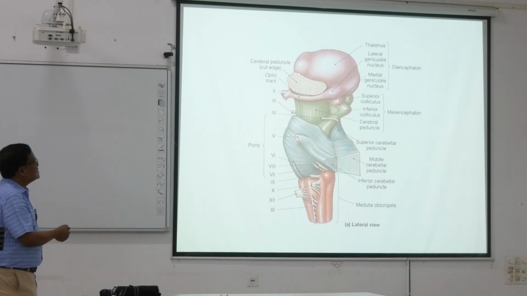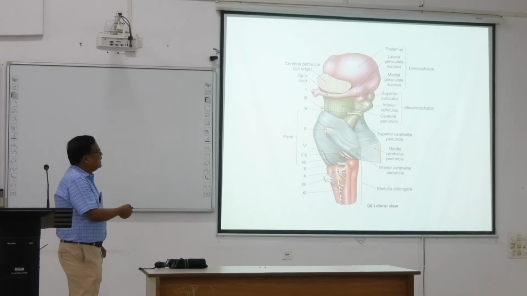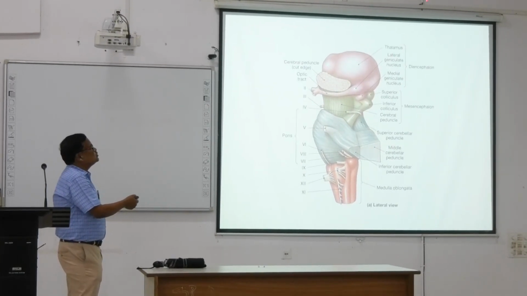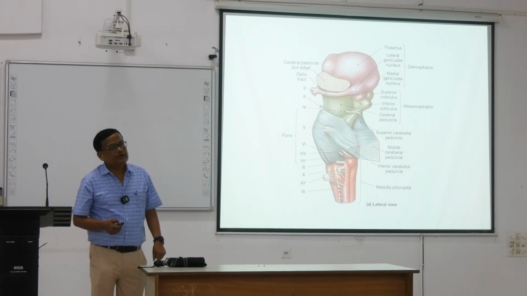From the retina the optic nerve comes, optic chiasma, and optic tract goes to the lateral geniculate body. From the lateral geniculate body, it goes to the visual center in the occipital lobe by the optic radiation.